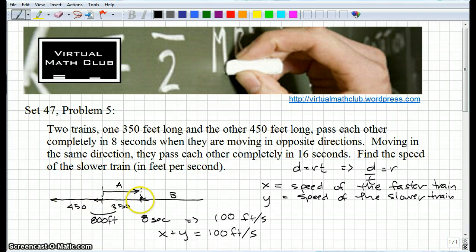and to pass each other completely, I guess we can take the front of the train as our reference point. The front of the train would have to move 100 or 800 feet. Okay?